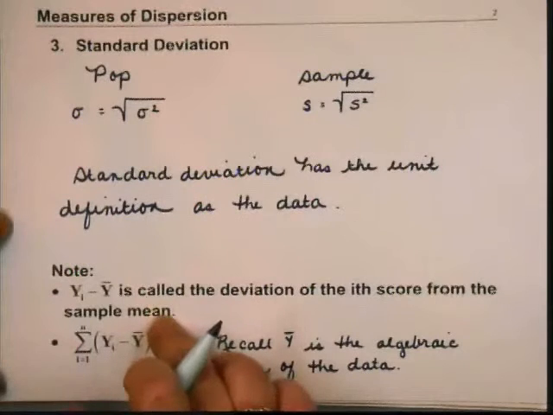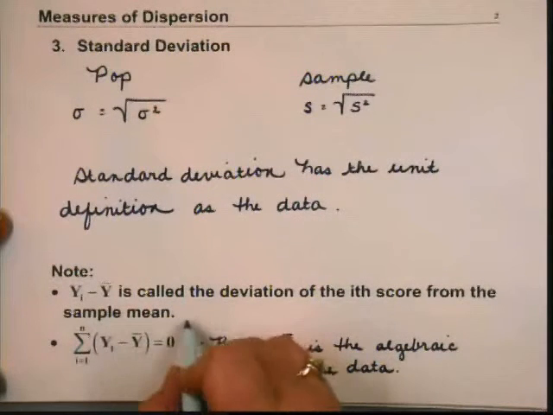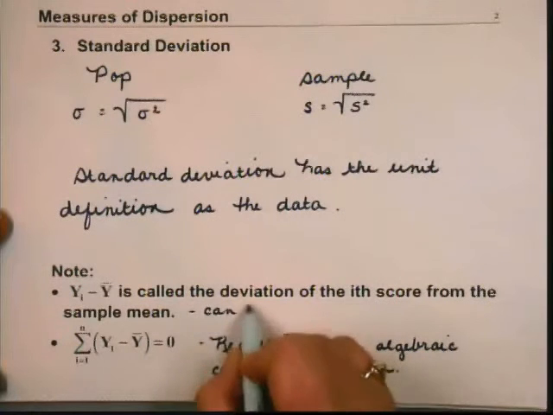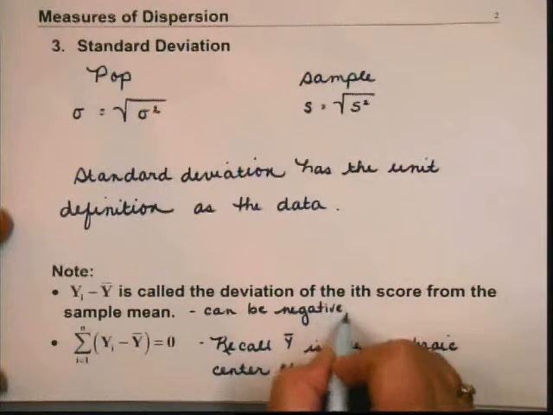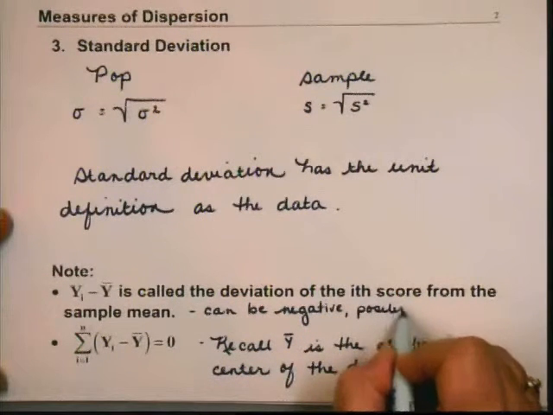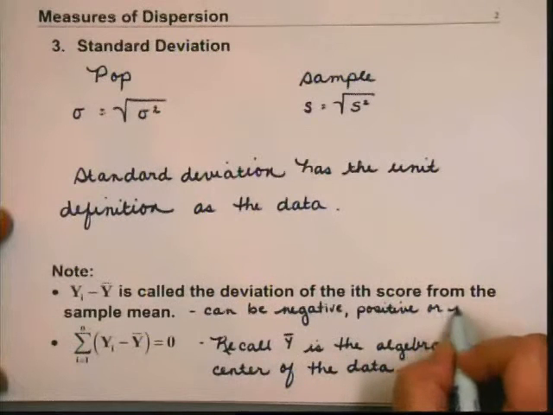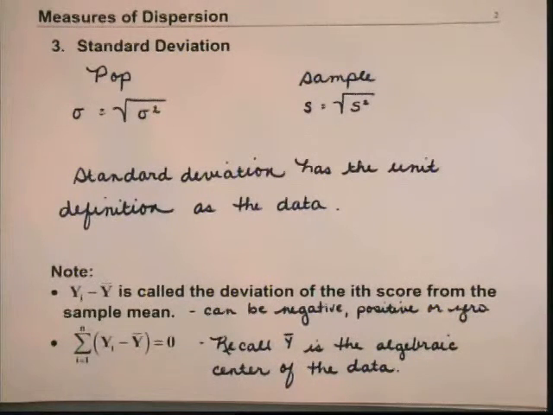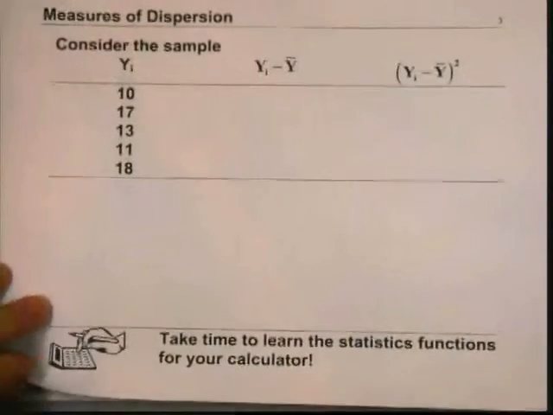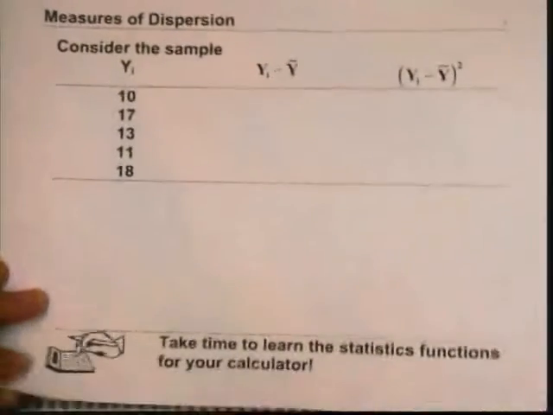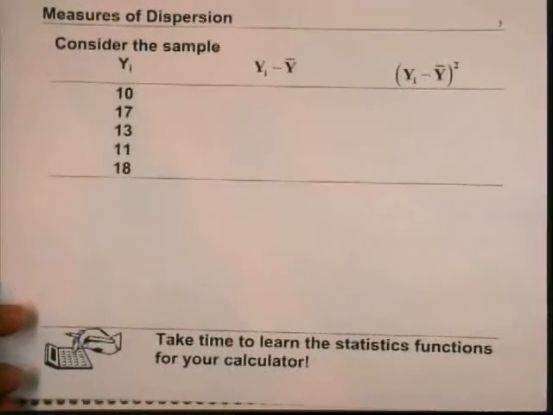All right, these deviations here, they could be negative, positive, or 0. Okay, so let's consider the first definition of variance, this one right here.